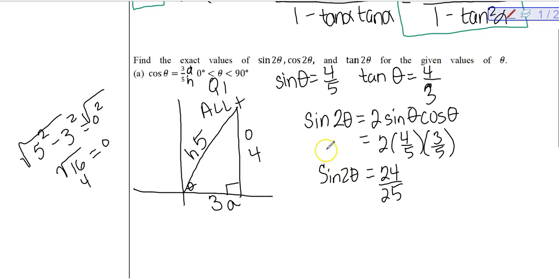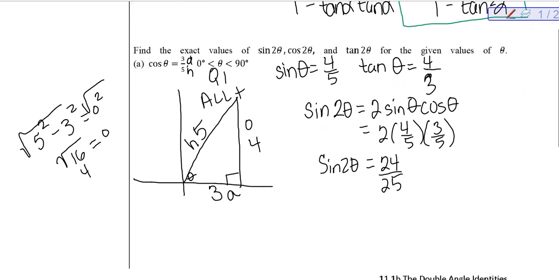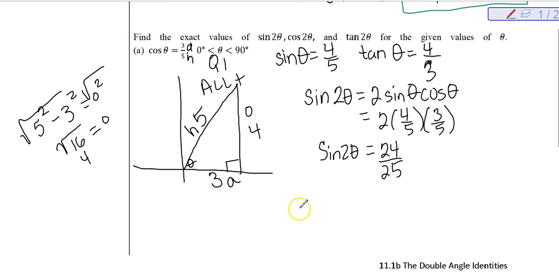So it's positive. So the sine of 2 theta is positive. Interesting. That means the double angle could be in quadrant 1, or it's possible it could be in quadrant 2. We're going to have to find cosine of double theta to see what happens. So let's do cosine of double theta. So do you want to use, be thoughtful, the first formula, cosine squared theta minus sine squared theta? Or do you want to do 1 minus 2 sine squared theta? Or 2 cosine squared theta minus 1?